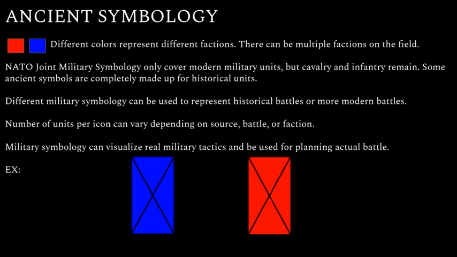Different colors represent different factions. There can be multiple factions in the field. NATO joint military symbology only covers modern military units, but cavalry and infantry remain. Some ancient symbols are completely made up for historical units. Different military symbols can be used to represent historical battles or more modern battles. The number of units per icon can vary depending on source, battle, or faction. Military symbology can visualize real military tactics and be used for planning actual battles. This is an example down here.